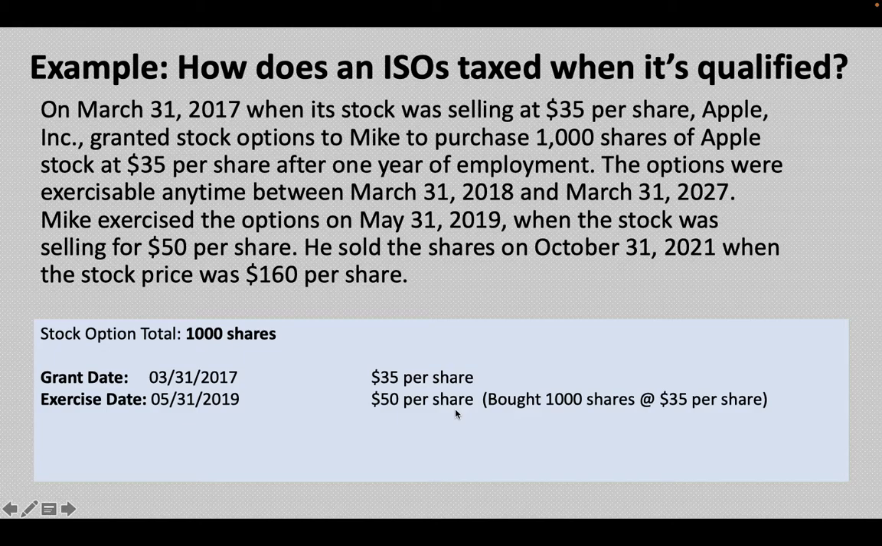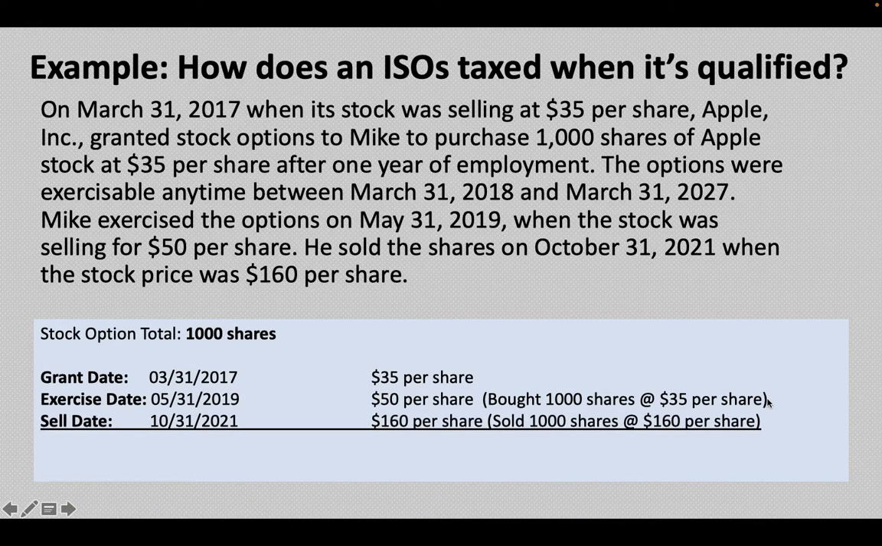What does that mean, exercise? Which means you bought the shares at the exercise price. So that means exercise. The sell date is October 31st, 2021, at $160 per share. Sold 1,000 shares at this price.